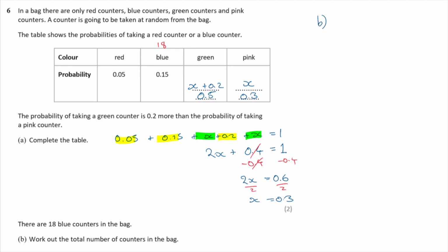If I take 18 and I divide it by 0.15 and then I times it by 1, I should get what fraction that is of 1 then, shouldn't I? So 18 divided by 0.15, well, times 1 isn't going to change it, is it? I'm just going to get 120. So there must have been 120 of them altogether. So there's 120 counters altogether.